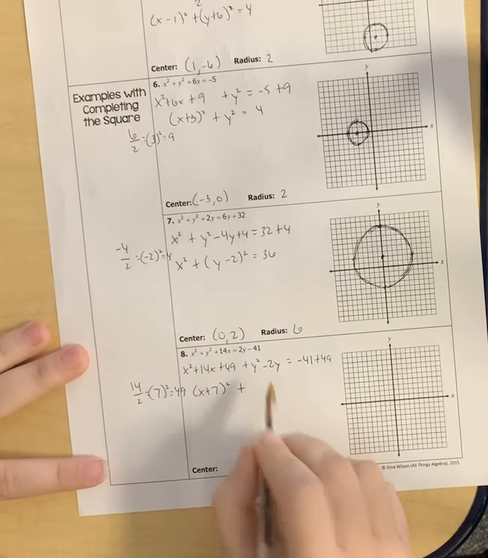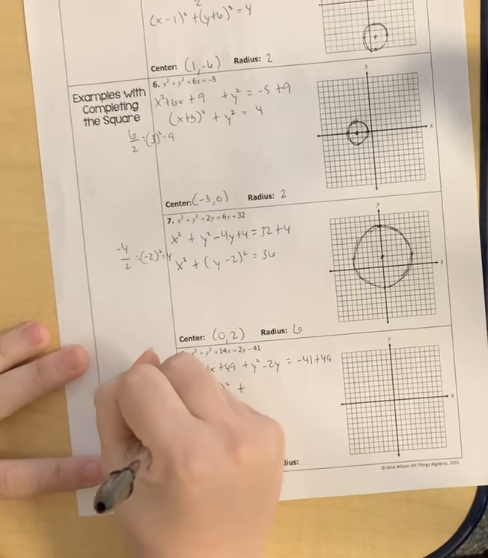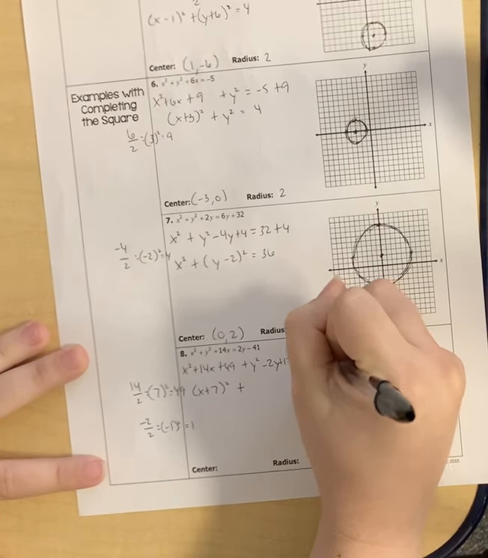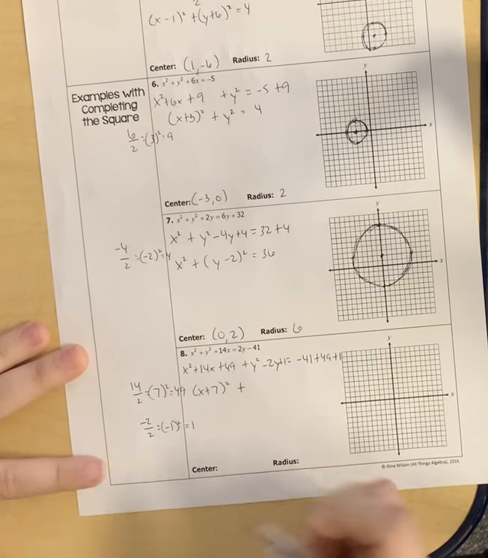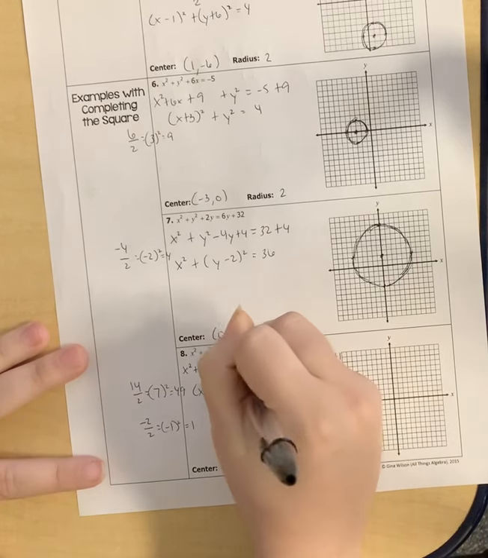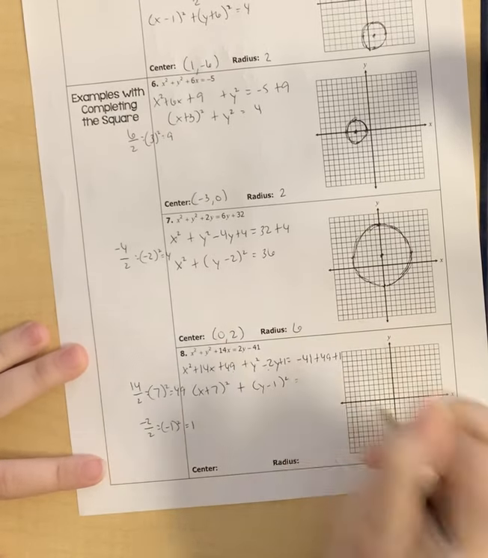Okay, then we need to do the y part. So negative 2 divided by 2 is negative 1. Square it, you have positive 1. So we want to add 1 on both sides. Okay, so what multiplies to give you 1 and adds to give you negative 2 is negative 1. So we have y minus 1 squared equals.